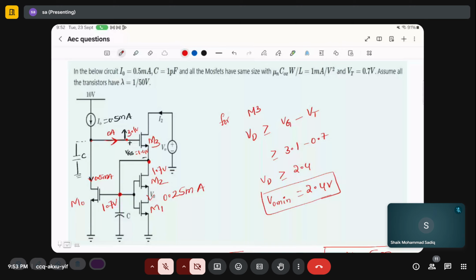There is one capacitor loop. Yeah, there is one capacitor.